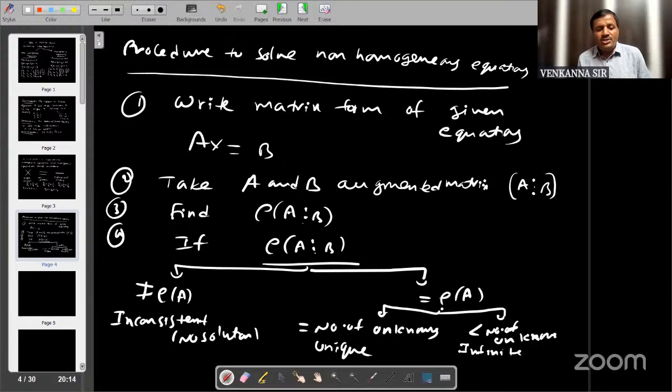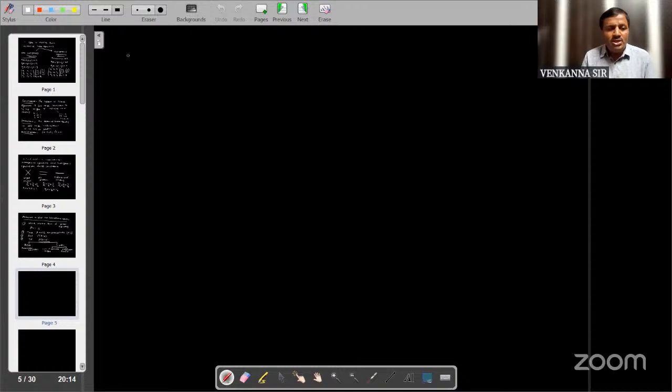That is the procedure for solving what type of equations? Non-homogeneous equations. So remember this procedure. And coming to the procedure for the homogeneous equations.